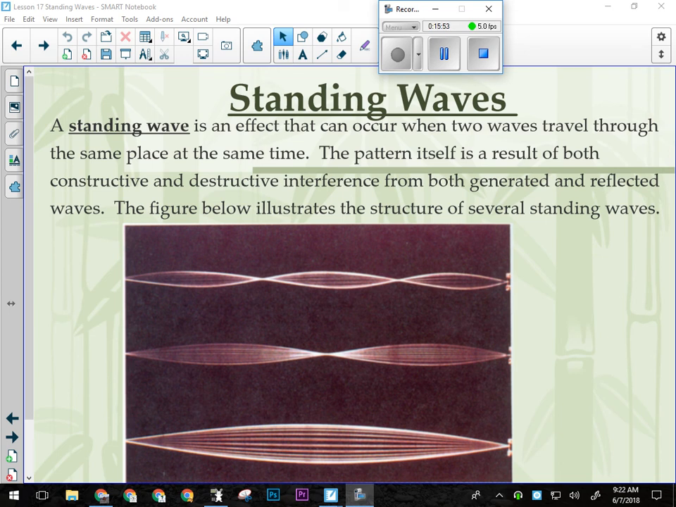Sound waves do the same thing, it's just that we can't see them because they're traveling in air, and air is transparent, so we don't really see the disturbance of a longitudinal wave when we get a longitudinal standing wave.